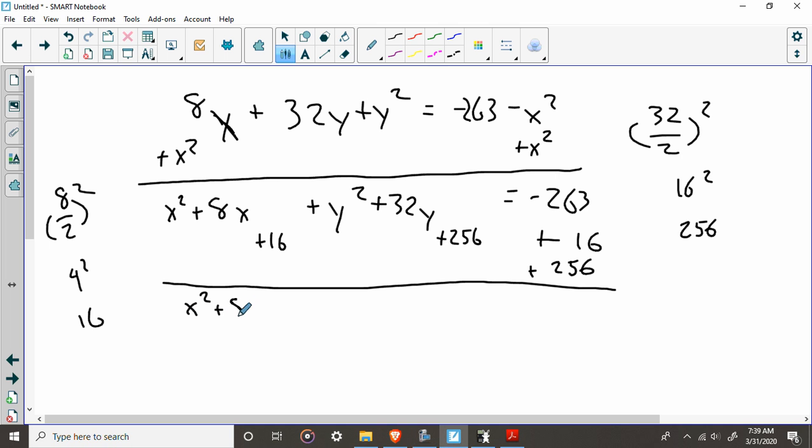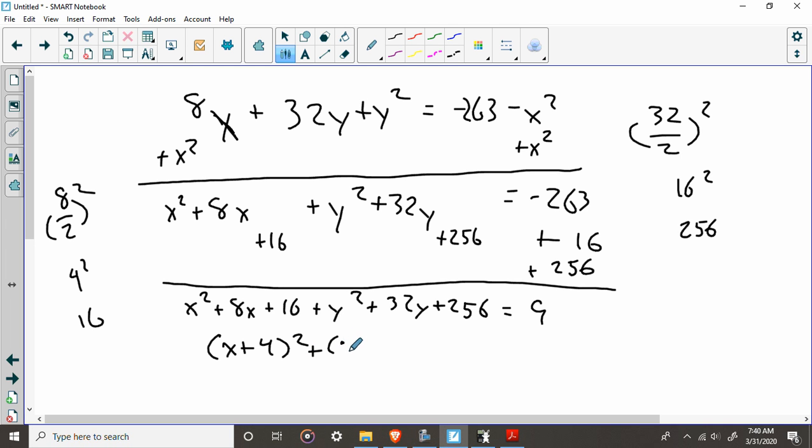X squared plus 8x plus 16 plus y squared plus 32y plus 256 is equal to 9. Again, for this one, square root, sign, square root, plus square root, sign, square root is equal to 9. So again, center is negative 4, negative 16, because they're both positive. We have to flip the signs. And over here, your radius is equal to 3. Don't forget to take the square root of that number.